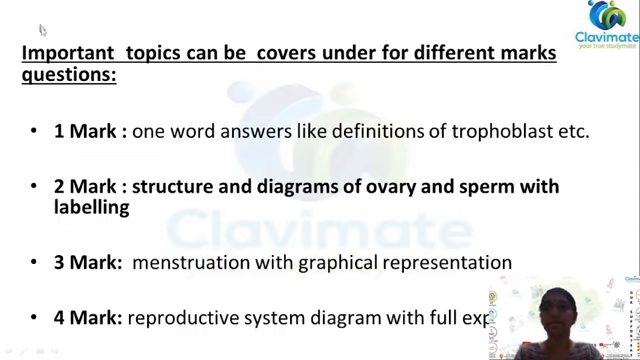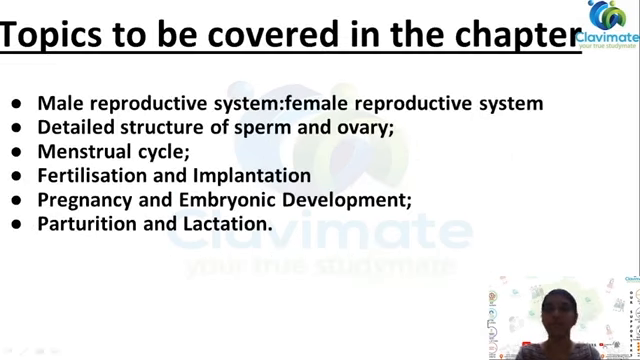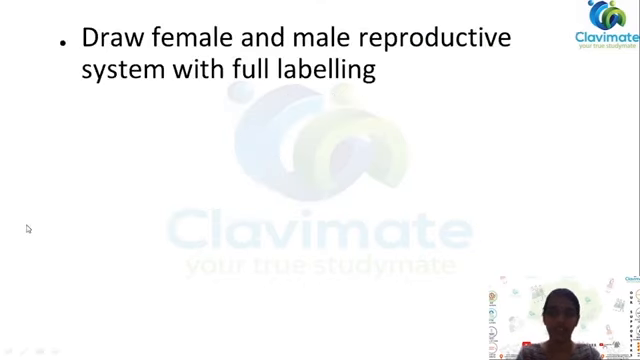The important topics covered over here: for 1 mark you get definitions, for 2 marks you will be getting structures, diagrams and definitions, for 3 marks you will have graphical representation, and for 4 marks you will have diagrams with full explanations. Topics to be covered are the male reproductive system and female reproductive system, detailed structure of sperm and ovary, menstrual cycle, fertilization and implantation, pregnancy and embryonic development, parturition and lactation.